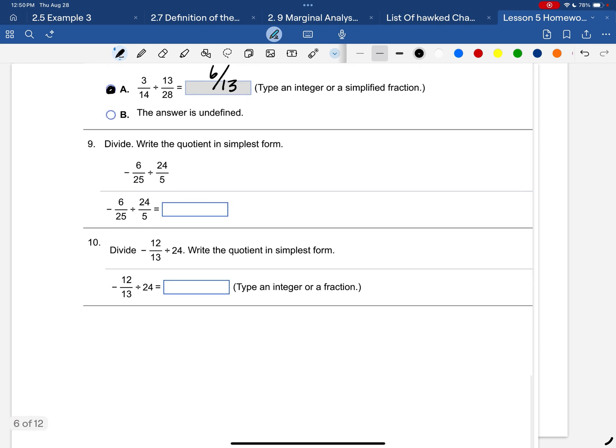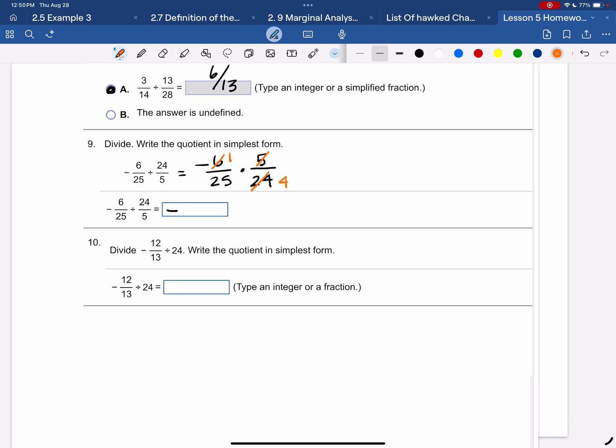Number 9, negative 6 25ths divided by 24 over 5. Well, negative 6 25ths times flip to 5 over 24. Now, a negative times a positive is going to be a negative. So I'll go ahead and put my negative sign there, and now I don't even have to pay attention to it. I've got a 6 and a 24. That leaves a 1 over 4.